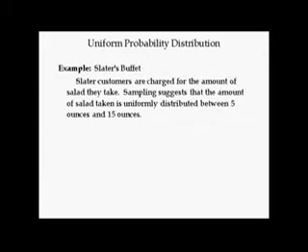Slater customers are charged for the amount of salad they take. Sampling suggests that the amount of salad taken is uniformly distributed between 5 and 15 ounces. Note in Chapter 13 we actually test the validity of this assumption. Write down what we know. B equals 15. A equals 5.